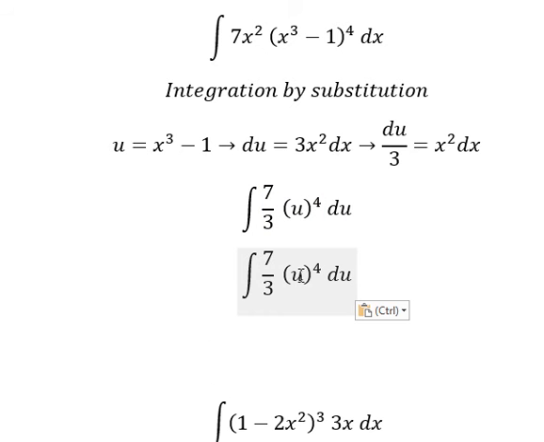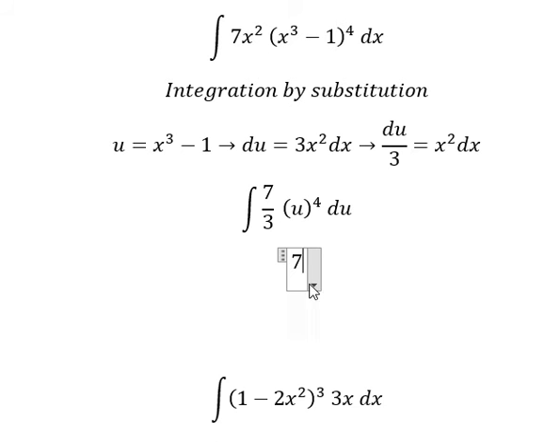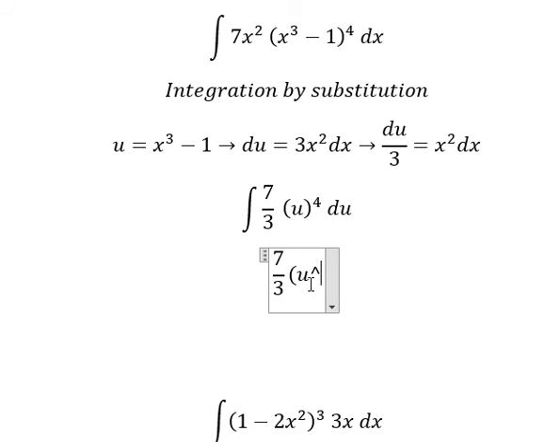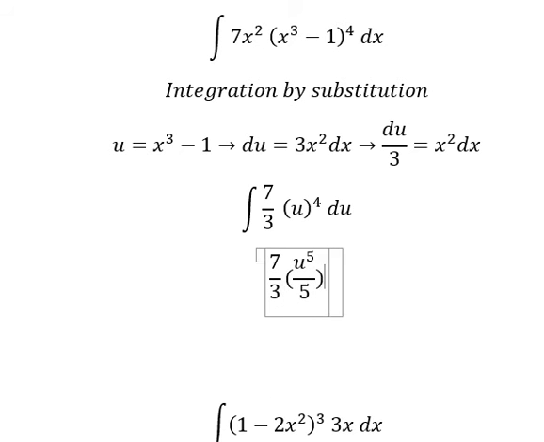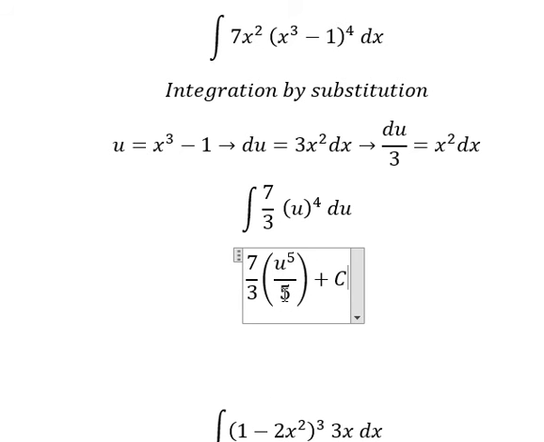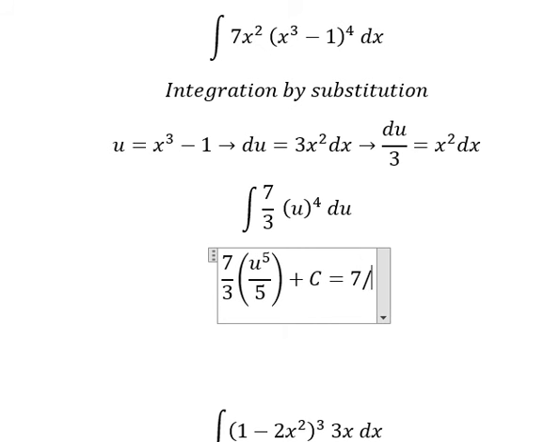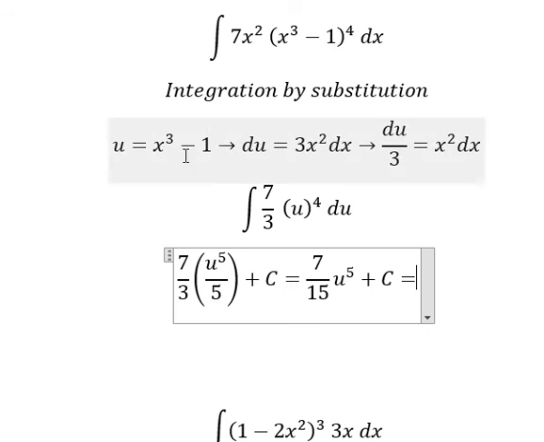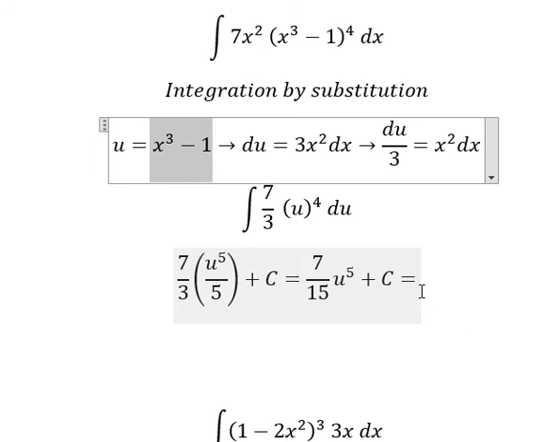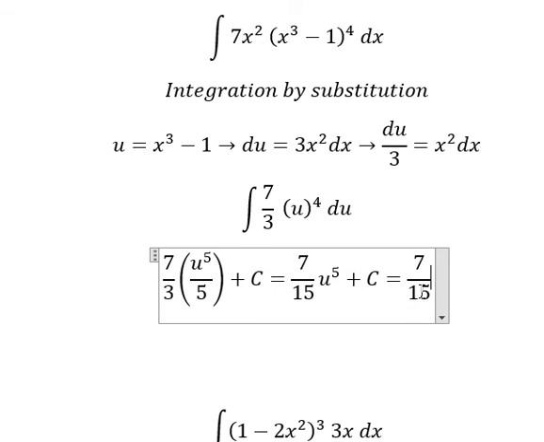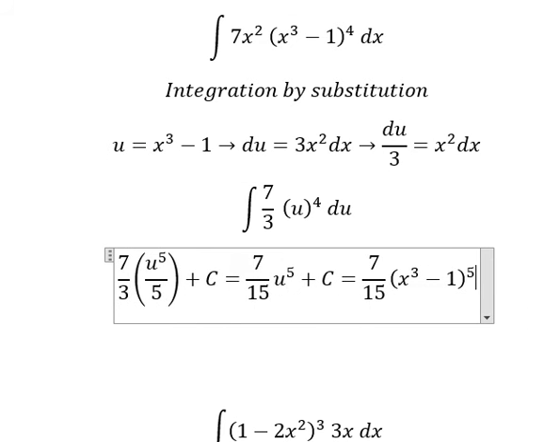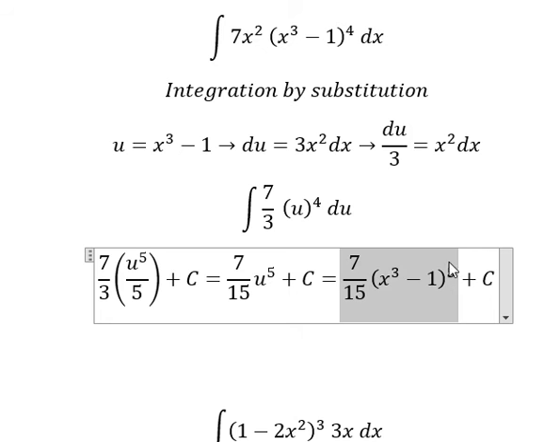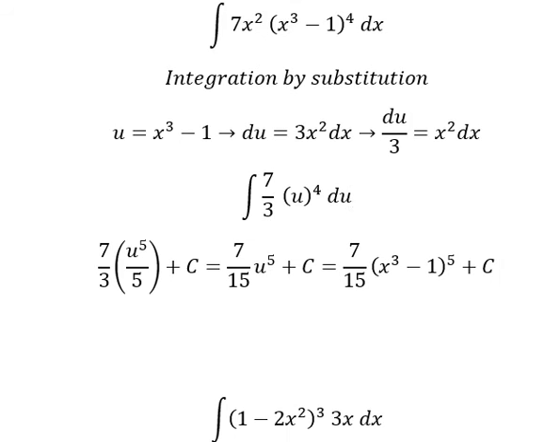The integral of u to the power of 4, we will have u to the power of 5 over 5, and we put c. Number 5 multiplied by number 3, we have 15. Then substitute back u, that's this one. And this is the final answer.